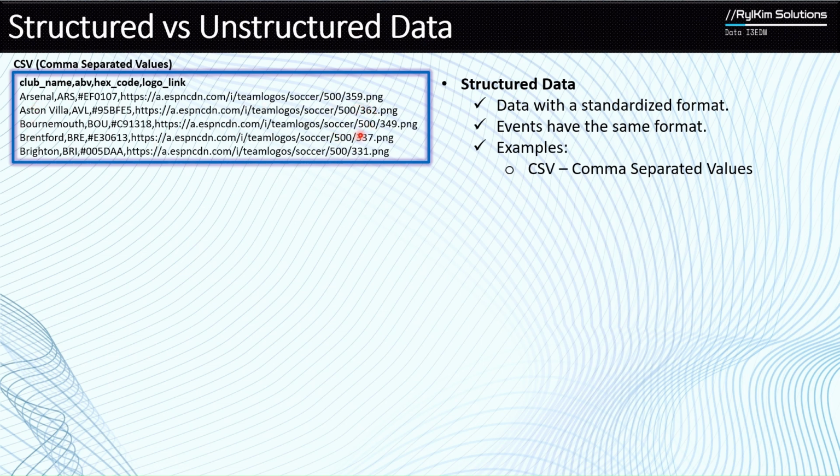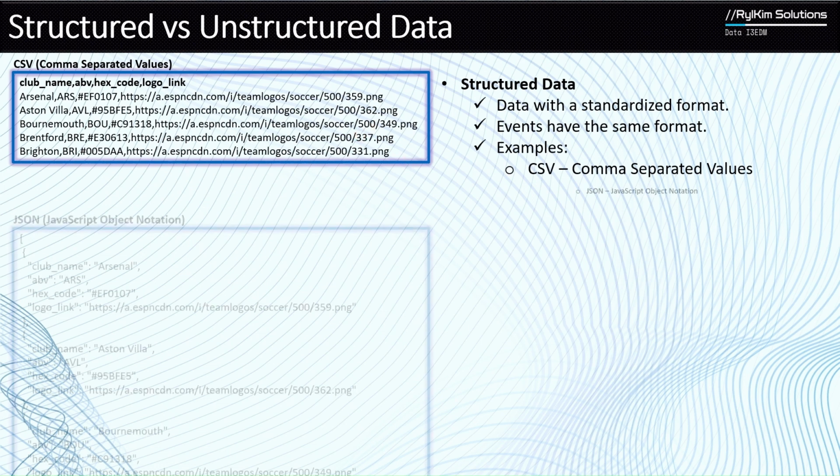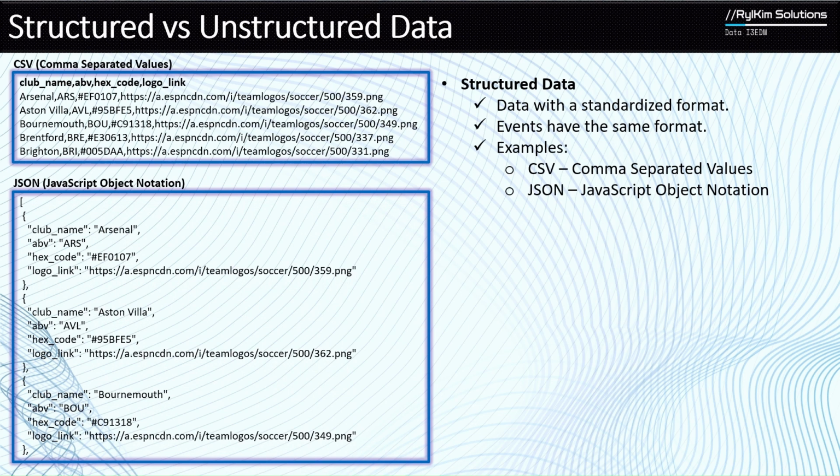So this is basically an example of what we call structured data types. The second one here is JSON. JSON is also a very, very common structured data type that is used a lot in different applications today. So you also see some structure that is built into it. It's just different from the CSV.